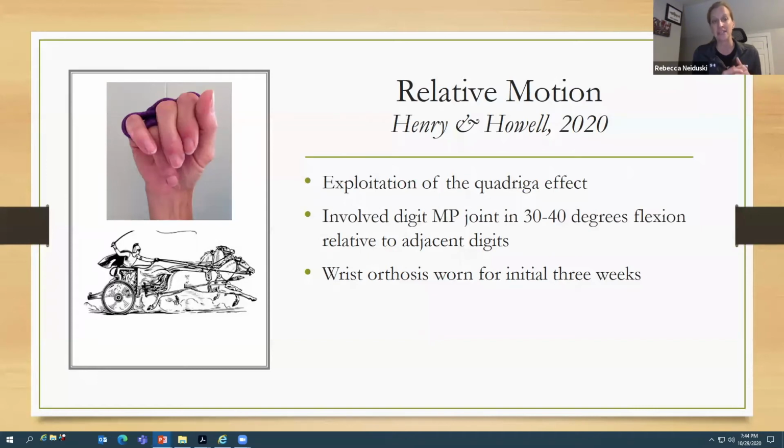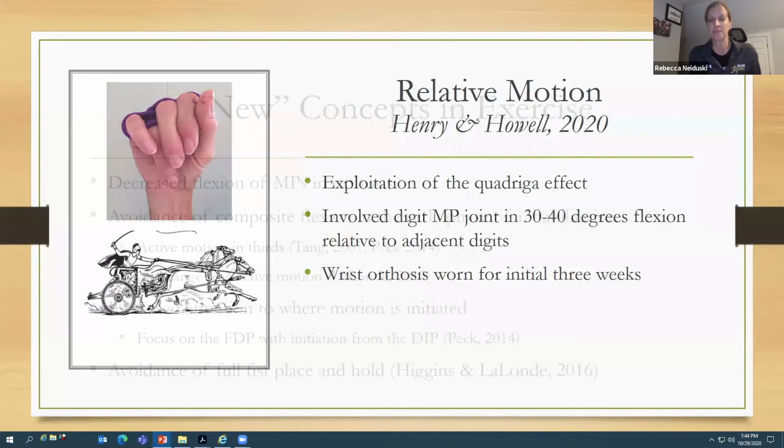And so it's a hand-based, finger-based, digital-based MP block splint with a wrist orthosis that's worn for the first 3 weeks. And so if you're familiar with the immediate controlled active motion extensor protocol, this is obviously just the opposite direction. And so this is an exciting new splint and protocol that was just published in the Journal of Hand Therapy this summer.